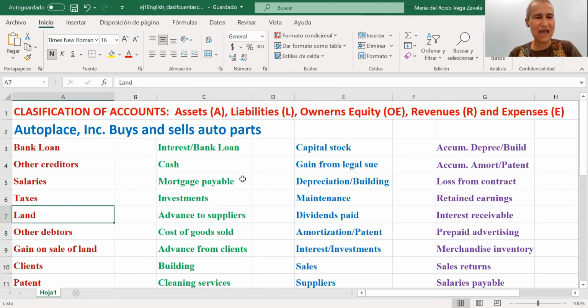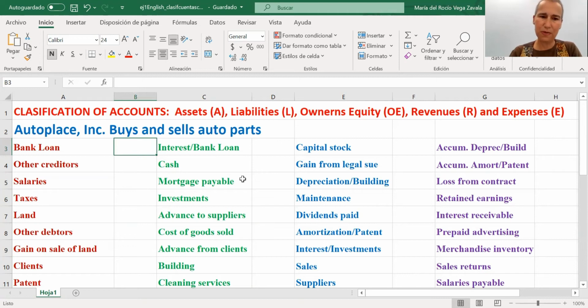Okay, so the first account will be bank loan. Bank loan means that, putting myself in the place of a company, I am the one who asked for that loan. I am the one that owes that money. So if I owe, I have the obligation to pay. So that will be a liability. Okay. Other creditors. Creditors are the people whom I also owe. It's like accounts payable. So if I owe, again, I have the obligation to pay, and that will also be a liability.